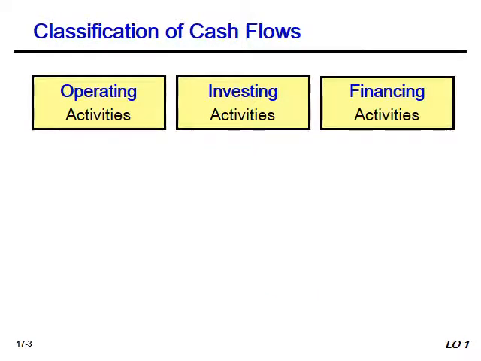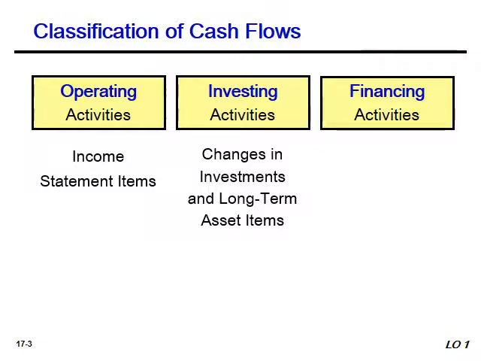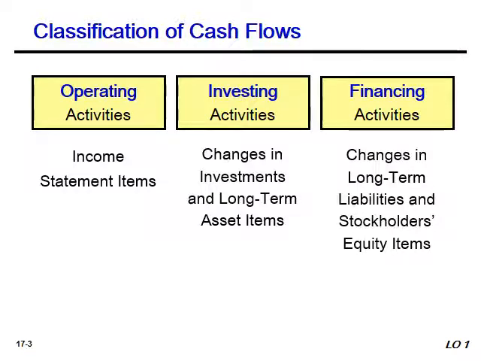So in order to understand the statement of cash flows, we have to understand what activities fall under operating activities, investing activities, and financing activities. Operating activities generally are items that are shown on the income statement. Investing activities generally are items that are represented by changes in investment accounts and long-term assets. So with investing activities, we're talking about purchases or sales of long-term assets. And financing activities are changes in your long-term liabilities or your stockholders' equity. So financing activities would be sources and uses of debt and equity. How is the company financing its activities? Are they borrowing from banks or creditors, issuing debt, or are they issuing stock?